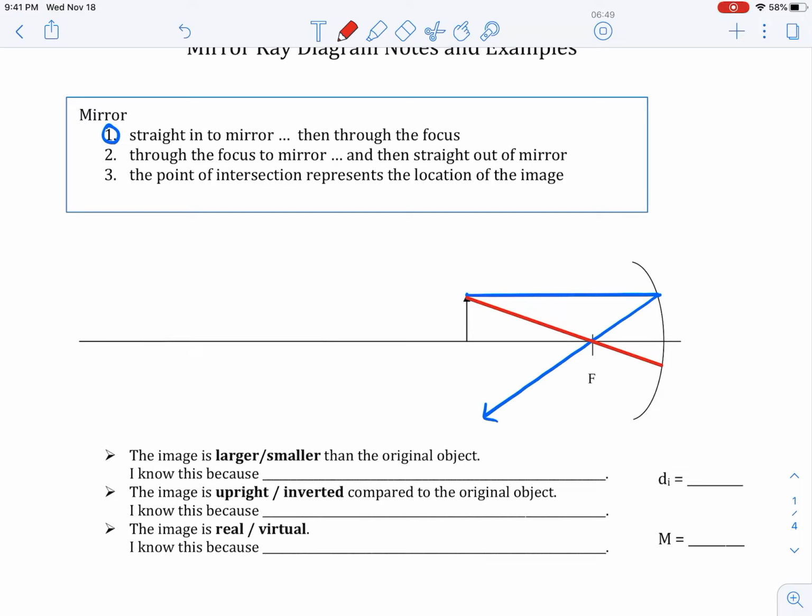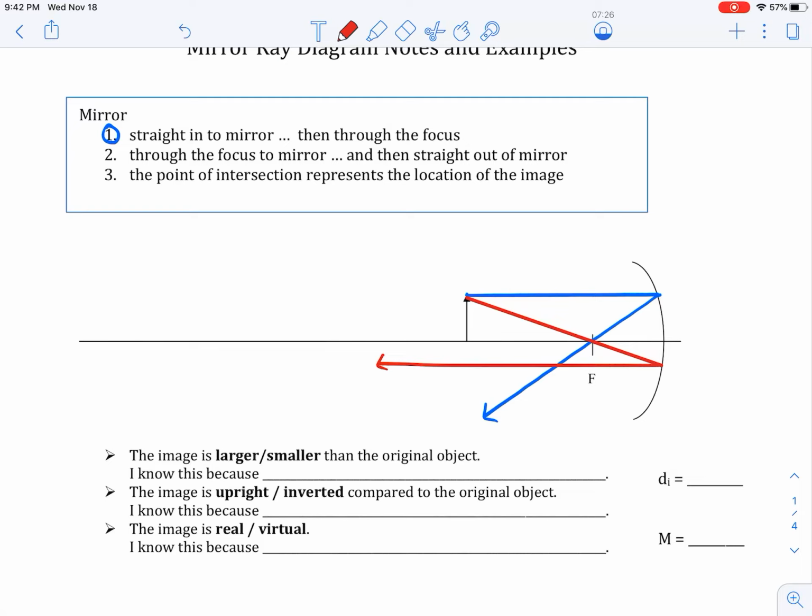We are starting from the top of our arrow. We are going through the focus on our way to the mirror. Then, because this light is going to reflect, this same beam of light is going to bounce off so that it goes straight out of the mirror. Once again, please feel free to utilize that horizontal axis on our drawing as a visual guide to help you recognize that we are indeed drawing it straight out of the mirror.